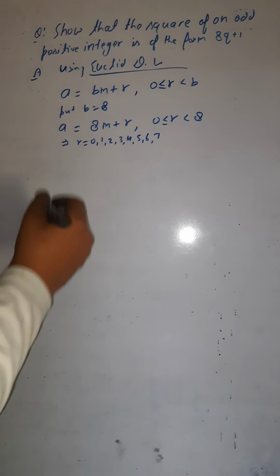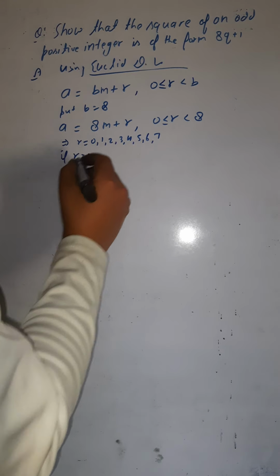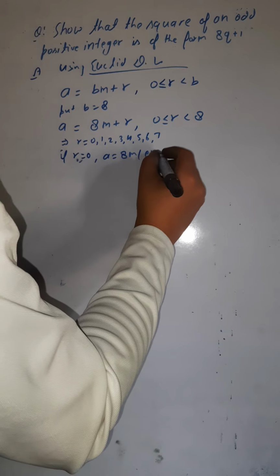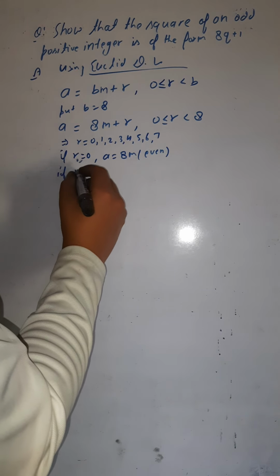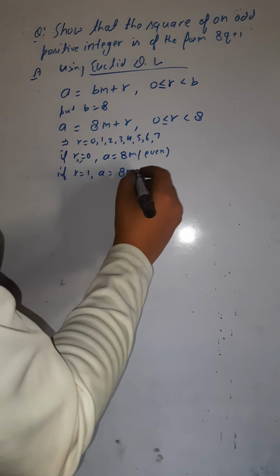Okay, so let me write one by one. If r equals 0, then a would be 8m, which is an even number. But we have to find out the square of an odd number, not an even number. Okay, now if r is equal to 1, so a would be 8m plus 1.